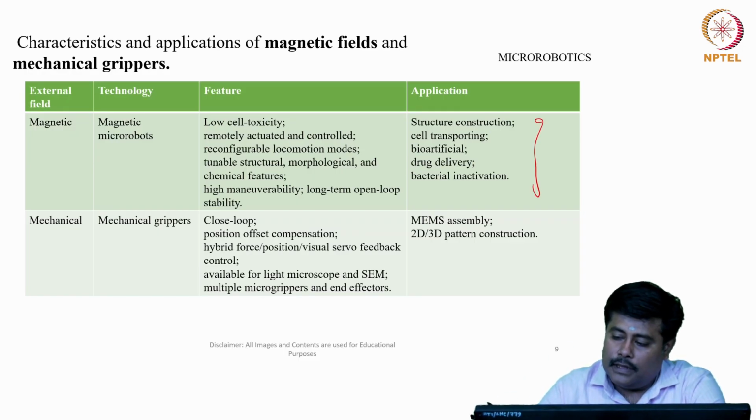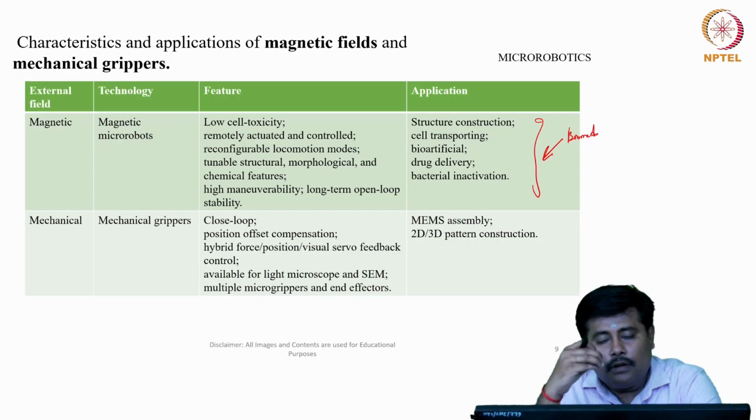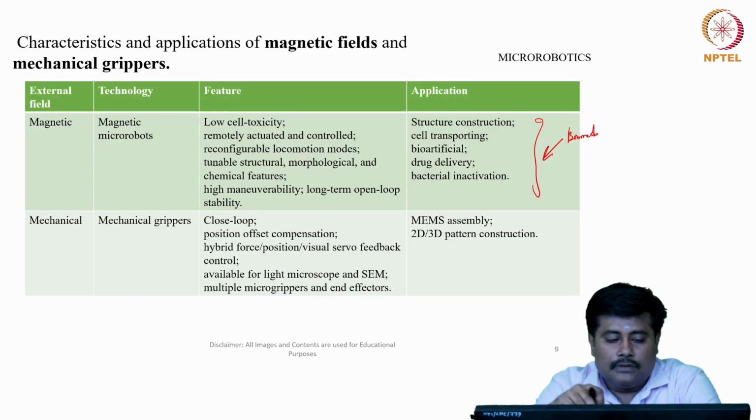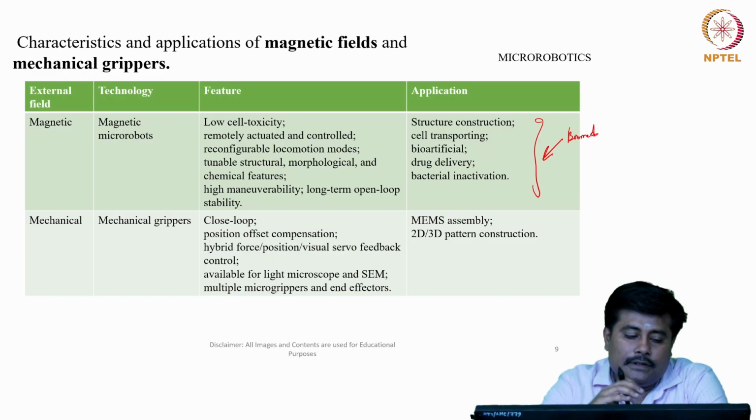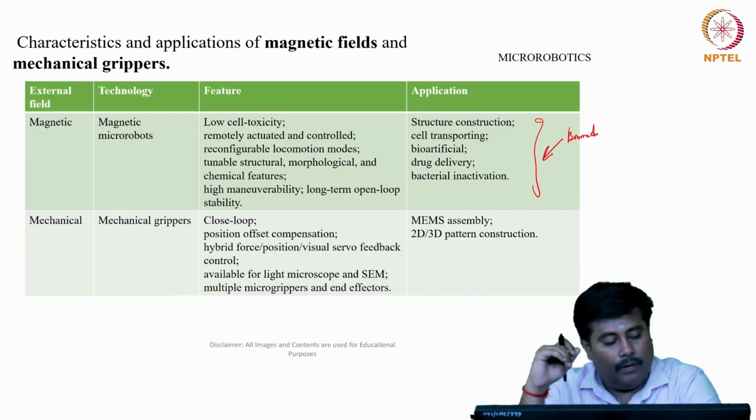So in most of the cases, this has potential application towards biomedical domains, focusing more on cell transportation and targeted drug delivery. So these are some of the key applications where these magnetic micro robots effectively play a vital role.